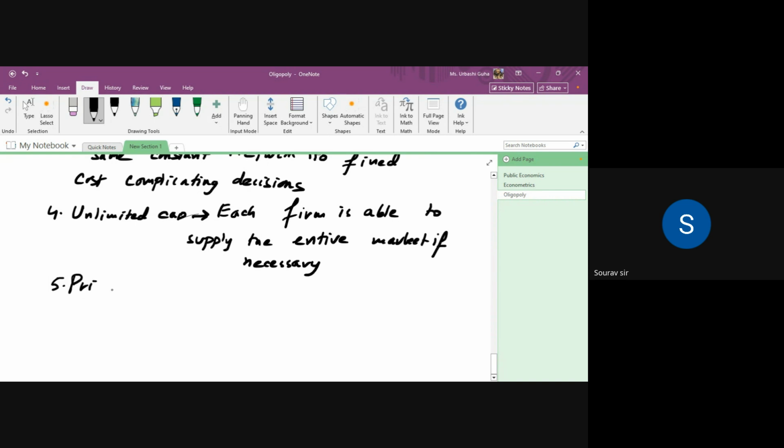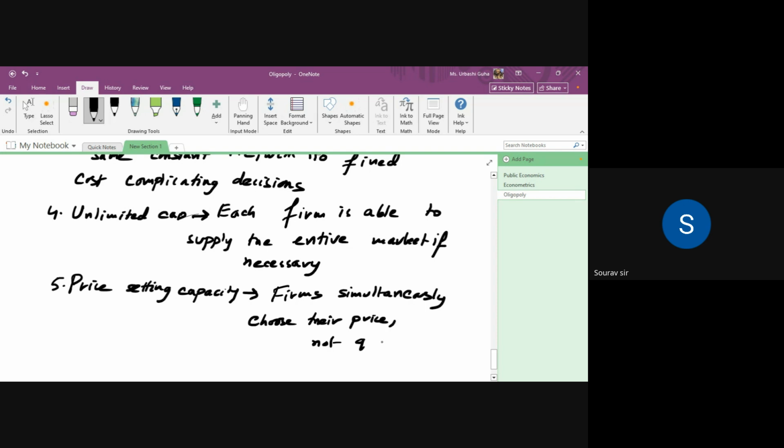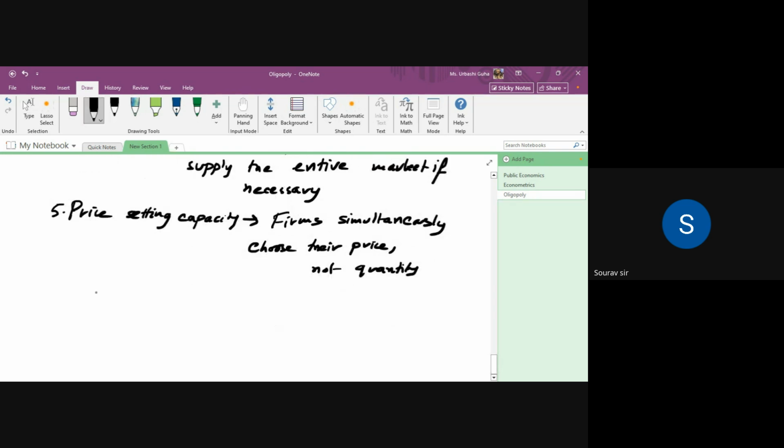Next, price setting behavior. As we understand, obviously this market is based on price. So here firms simultaneously choose their price. Okay, not quantity. Correct?